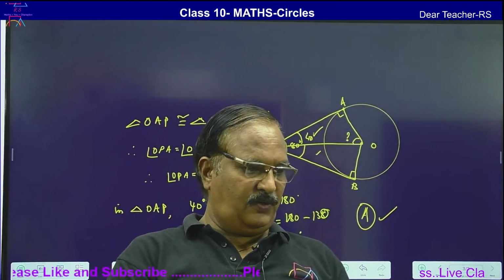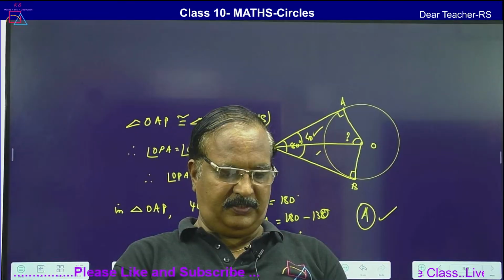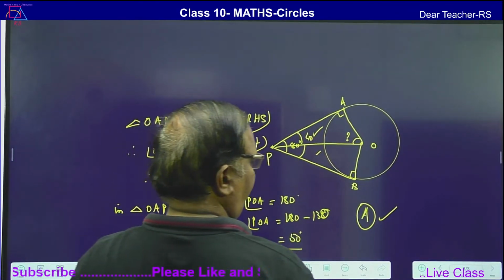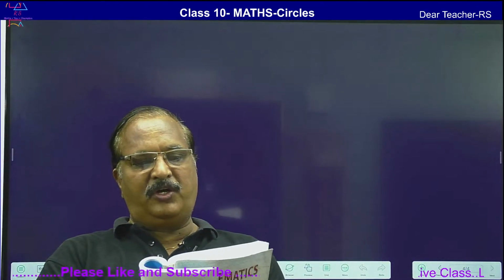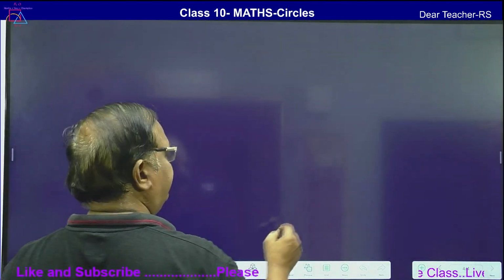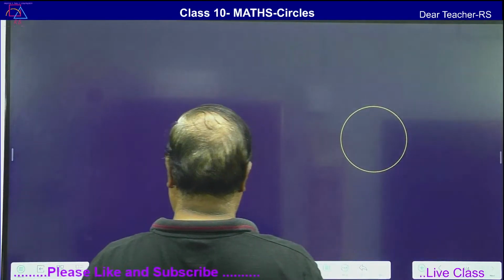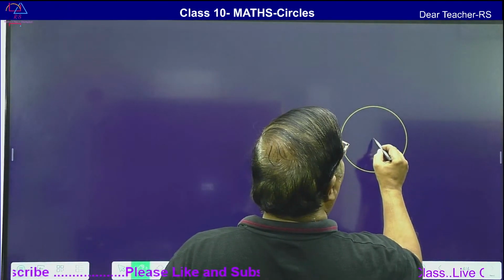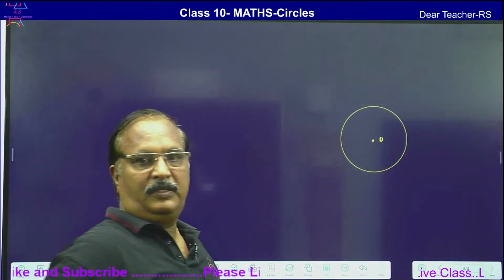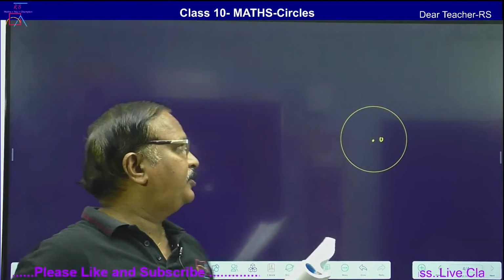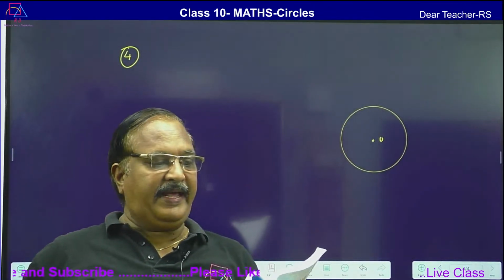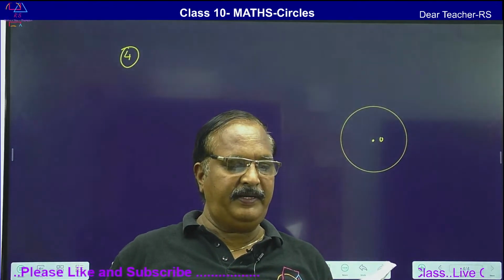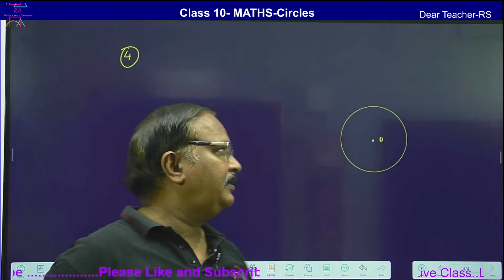Now 3 questions are over. Let us go to the 4th question. Prove that the tangents drawn at the ends of the diameter of a circle are parallel. This is at O. So question number 4: prove that the tangents drawn at the ends of the diameter of a circle are parallel.